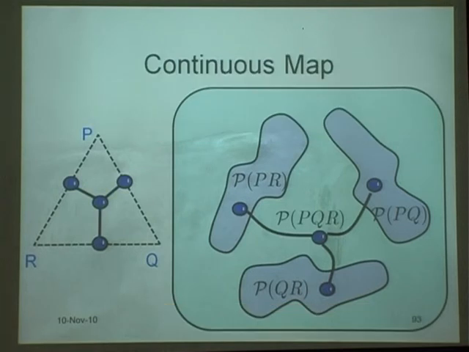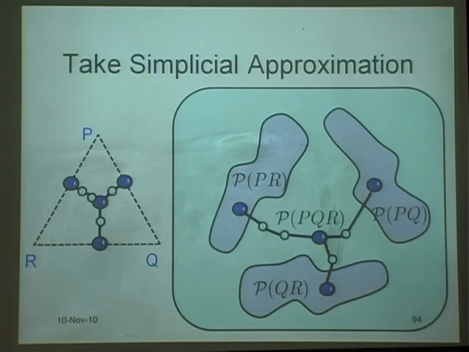So we inductively do this all the way. Now we have a nice continuous map that carries all the way up to the K skeleton, because that's as far as the truncated subdivision goes. And then what we do is take a simplicial approximation. So we go from the continuous map to a simplicial map by taking a simplicial approximation, and that requires subdividing this.